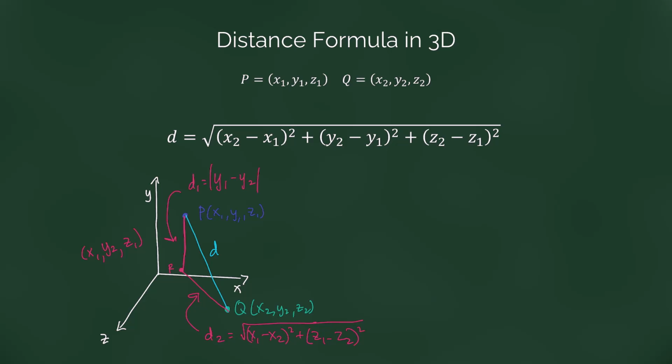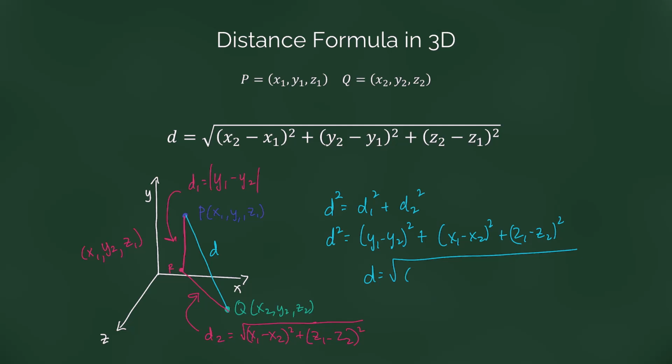So then we can use the Pythagorean theorem to say that d squared is d1 squared plus d2 squared. So d2 squared is (y1 minus y2) squared. We don't need the absolute value since we square it, since it automatically becomes positive, plus (x1 minus x2) squared plus (z1 minus z2) squared. And then we just take square roots of everything and rearrange to put everything in alphabetical order. We get this distance formula in 3 dimensions.